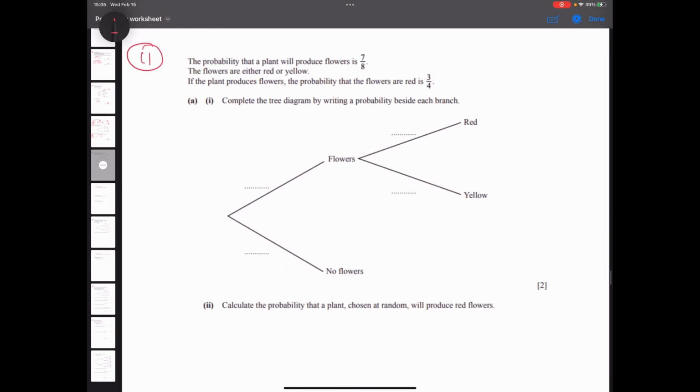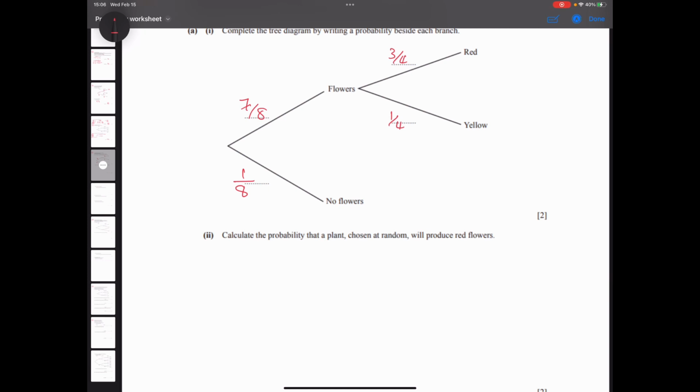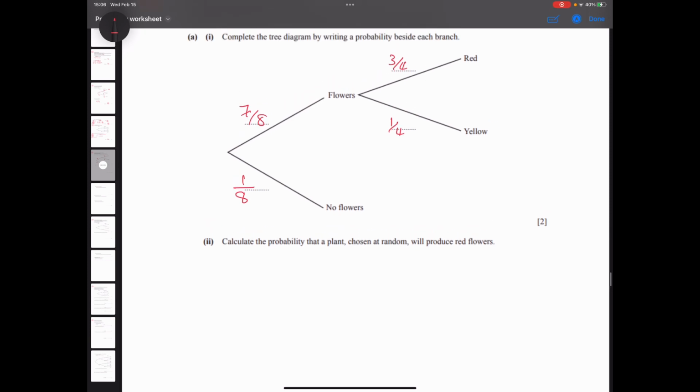Question 11 says that the probability that a plant will produce flowers is 7 over 8. No flowers is 1 over 8 because they add up to 1. If the plant produces flowers, the probability that the flower is red is 3 out of 4. Yellow is 1 out of 4. Calculate the probability that the plant chosen at random will produce red flowers. I'm not going to go to 3 over 4, because I need to go through this branch, then this branch. So 7 over 8 times 3 over 4, 21 over 32.